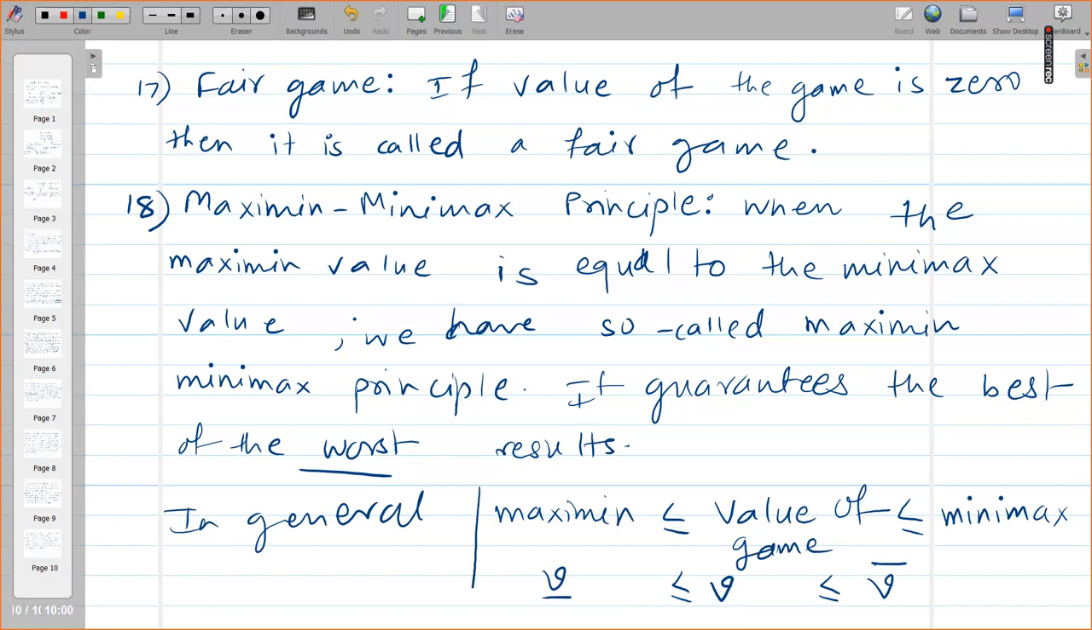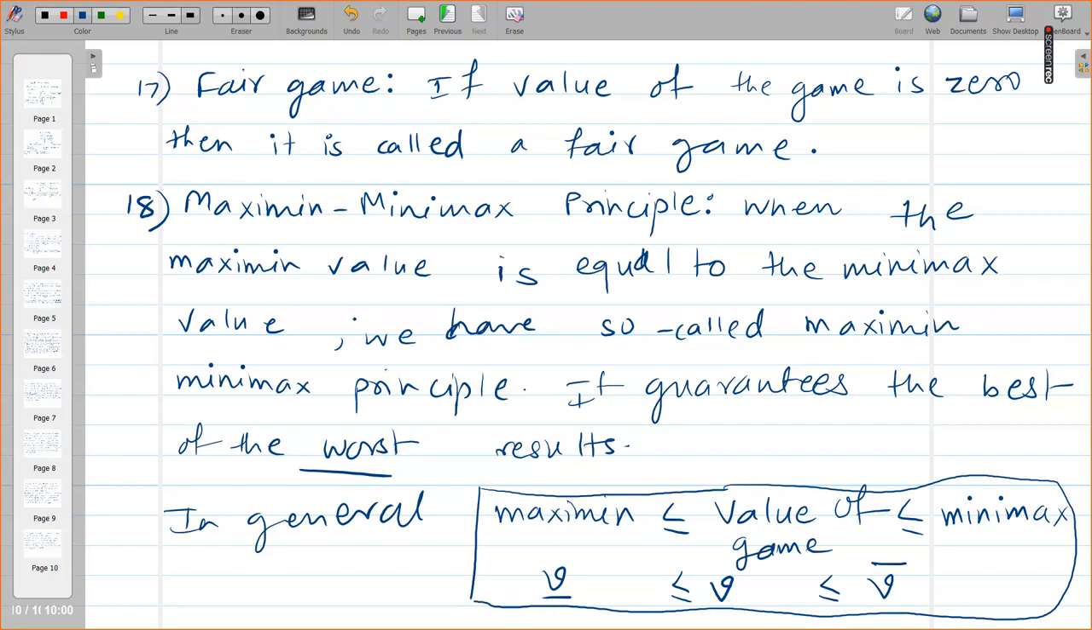This is a very important result. You have to remember this always. Every time we will not have a pure strategy game. Every time the game's maximin will not be equal to minimax. Okay.